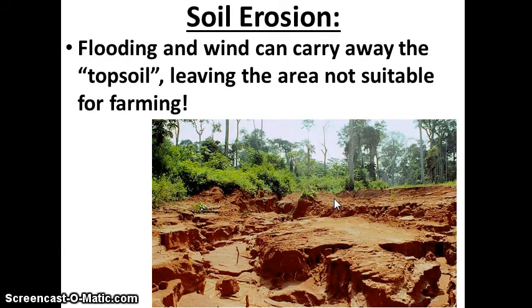Soil erosion, flooding and wind can carry away topsoil, leaving the area not suitable for farming. When we look at kind of the Great Depression, and we look at the American heartland area where we do a lot of the farming, some of the dust bowls and dust storms that went through have really devastated that area, and there's some areas that are just coming back from that. So when we talk about soil erosion, not being able to plant is huge in terms of the food cycle and the food chain.